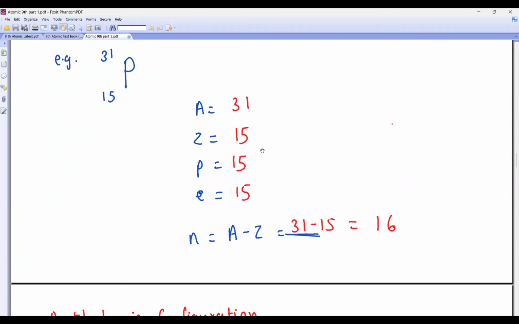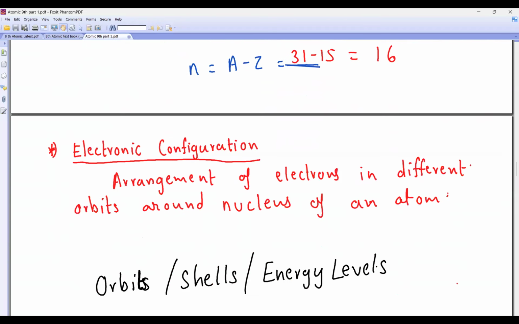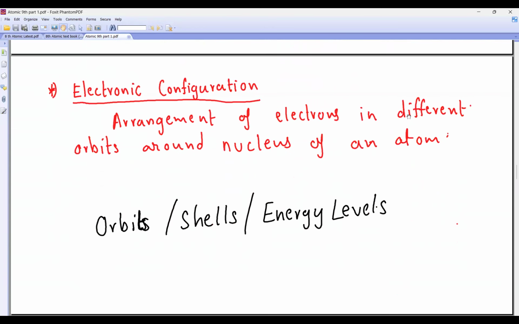Okay. Now electronic configuration. What is electronic configuration? It is the arrangement of electrons in different orbits around the nucleus of an atom. Clear? Electrons move in orbits or shells, which are also known as energy levels.